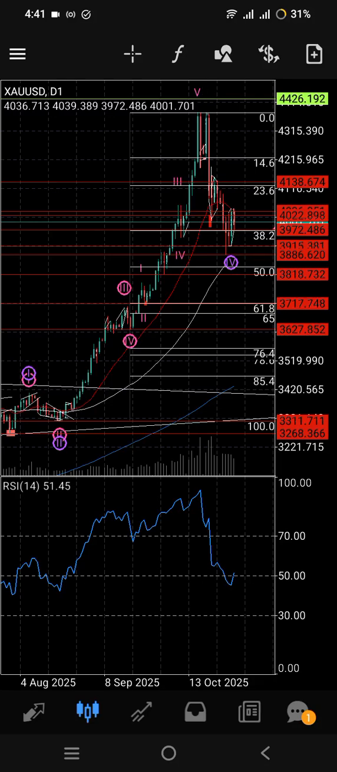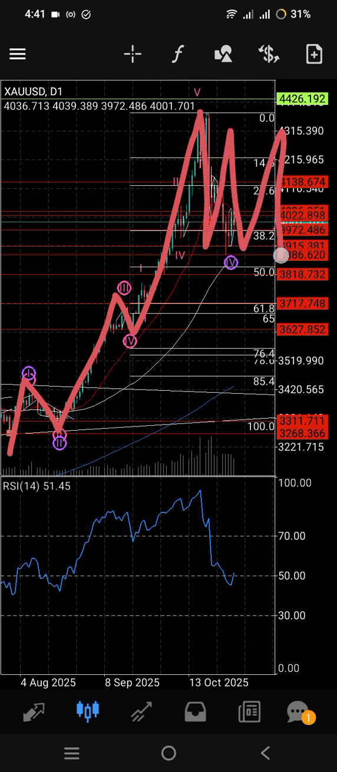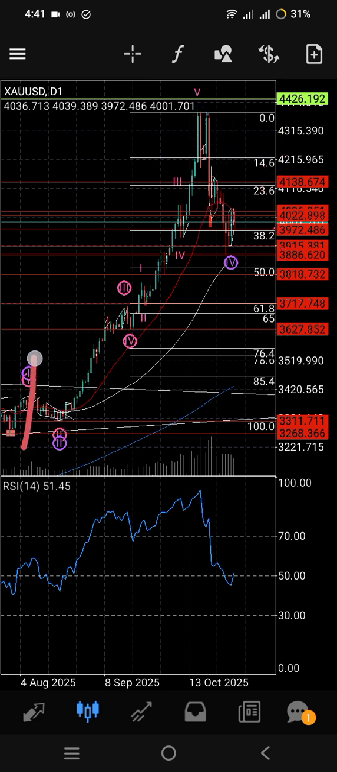Alright, so an update from yesterday, still going with our two counts, pink and purple. In pink we have 1, 2, 3, 4, 5, and then we'll be coming down for a broad correction. Then in purple we have 1, 2, this being 3, this is 4, and we're expecting some upside. But then we're still keeping in mind that this could be an ending diagonal.